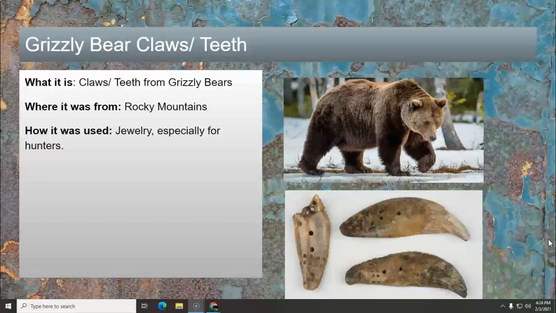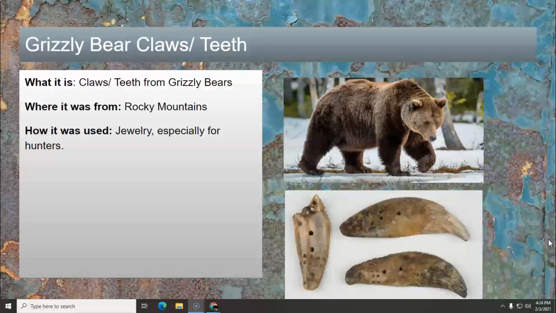Grizzly bears are the largest land predator in the continental United States. The largest land predator in the United States would be the polar bear. And how grizzly bear claws and teeth were used was for jewelry, especially for hunters.